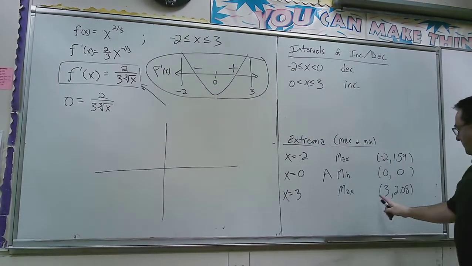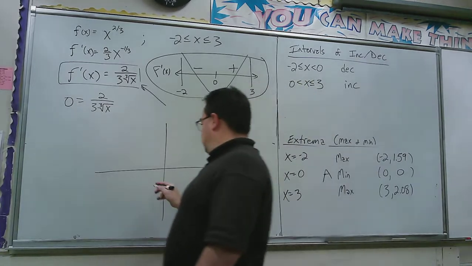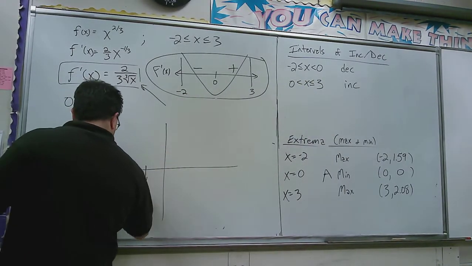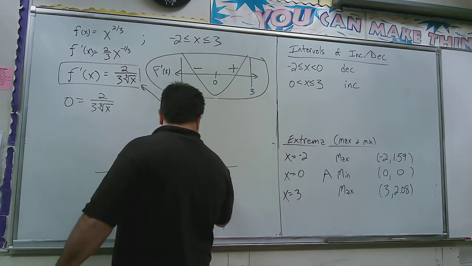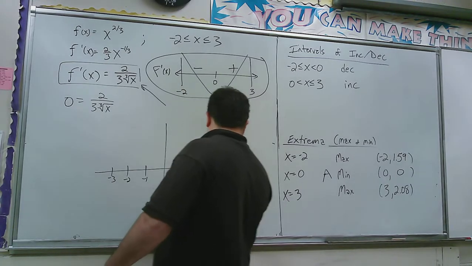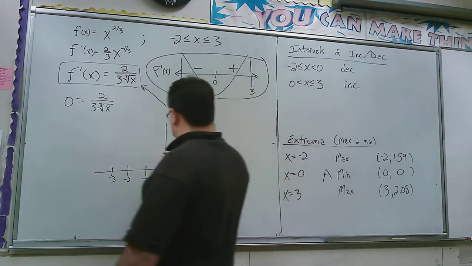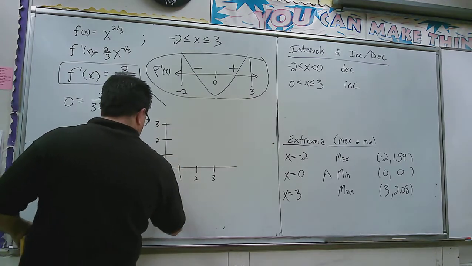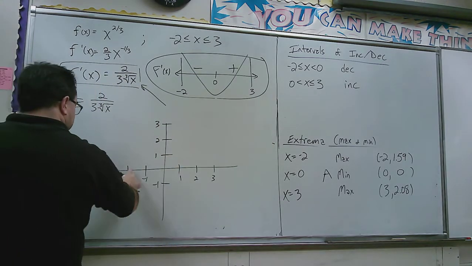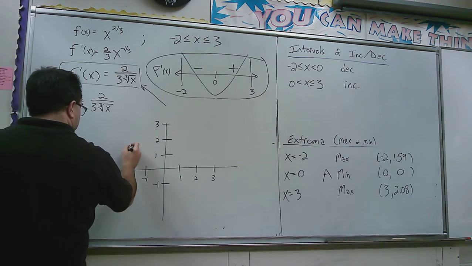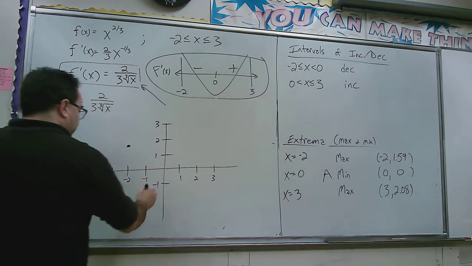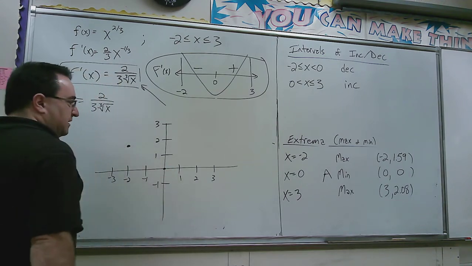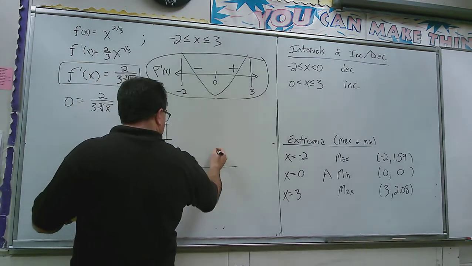I look at how far I got to go. Not too far. So let's see, I have a point at minus 2, about 1.5. I have a point at 0, 0. And I have a point at 3, a little more than 2.